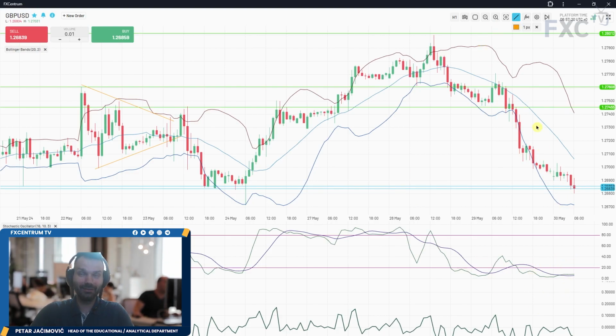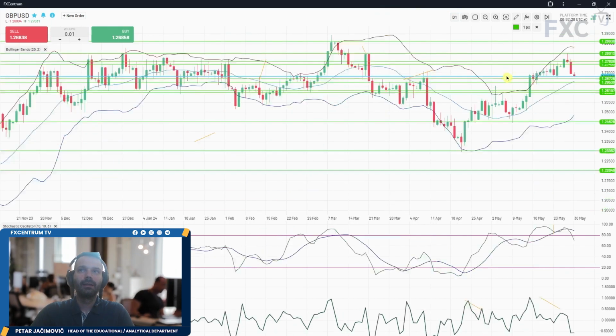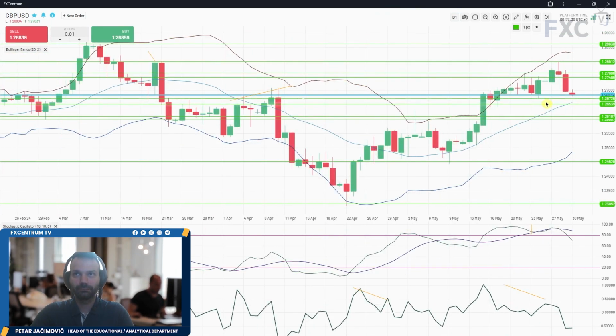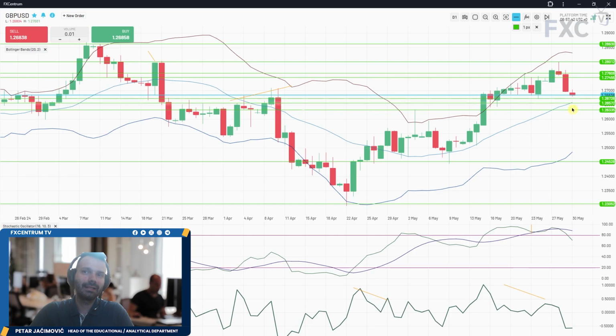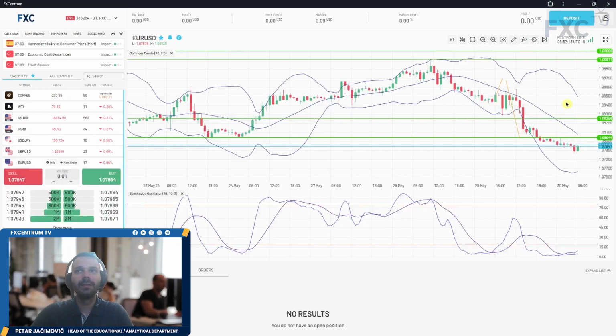Now it seems extended on the hourly, but we can see the pin bar low at 1.2672 on the hourly, and then we have the middle Bollinger Band at 1.2657, and then the pin bar high at 1.2633. So those are the levels for the intraday, some downside objectives in case of downside continuation. So far, sellers are in control.